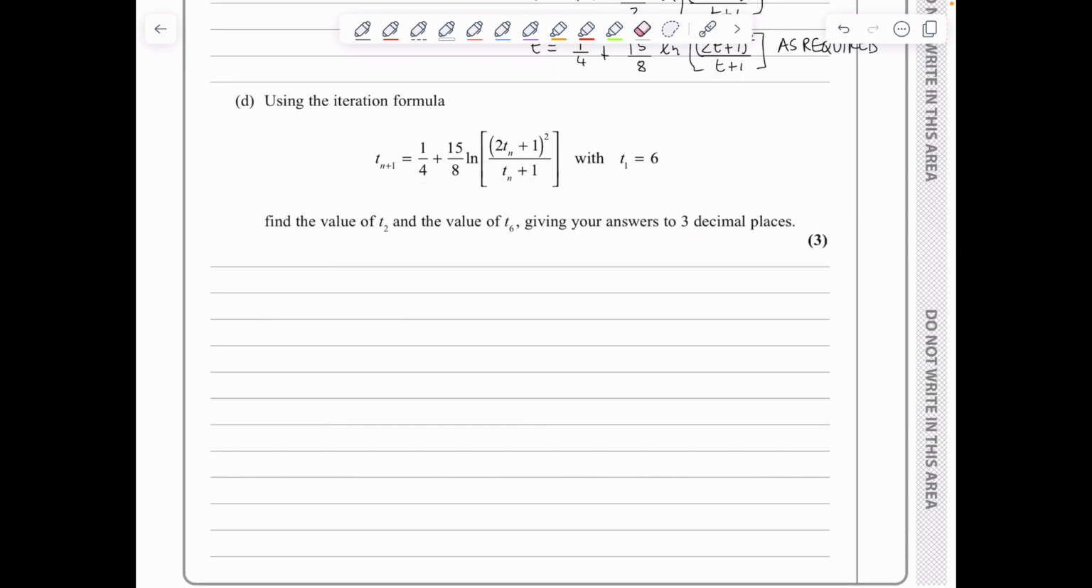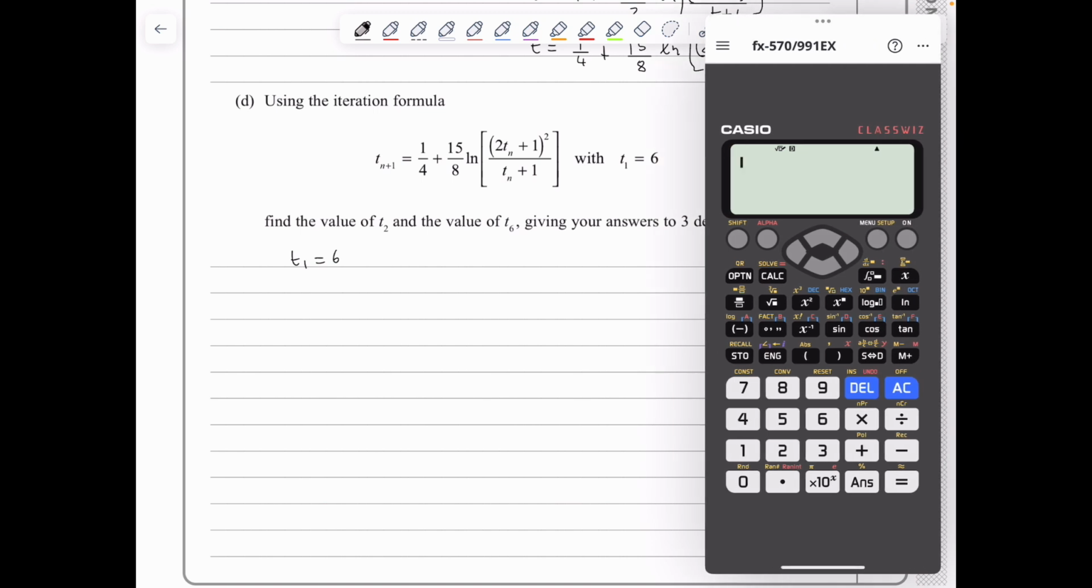In part D, we need to use the iteration formula given here with the starting value of 6 to find the value of T2 and the value of T6, correct to 3 decimal places. So I'm starting with T1 is 6, and I'm using my calculator to simulate exactly the process. I will start by storing 6 on my answer key, and then I'm writing the iterative formula exactly on my calculator. So it's 1 over 4 plus 15 over 8, and we've got a ln of 2 Ans plus 1 squared over the Ans plus 1.